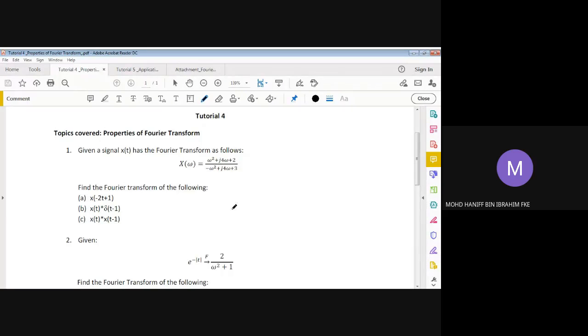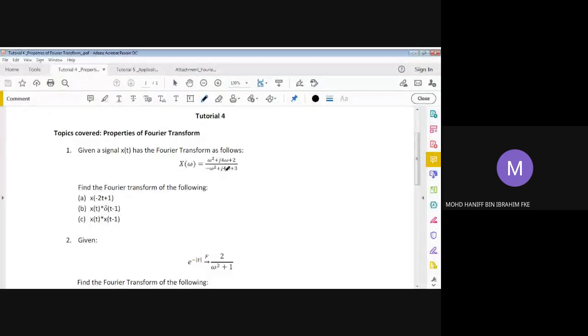Okay, good. Right, so for the first case here, where we have x of negative 2t plus 1, this is based on the properties of the Fourier transform. So can you view the tutorial 4 clearly? Okay, good. Thank you, David Ong, for your reply, and Omar. Okay, this is the one. So we know that from the properties of a transform, if we have xt in the time domain, the Fourier transform for this will be equal to X omega, right? Which X omega is given by these terms.